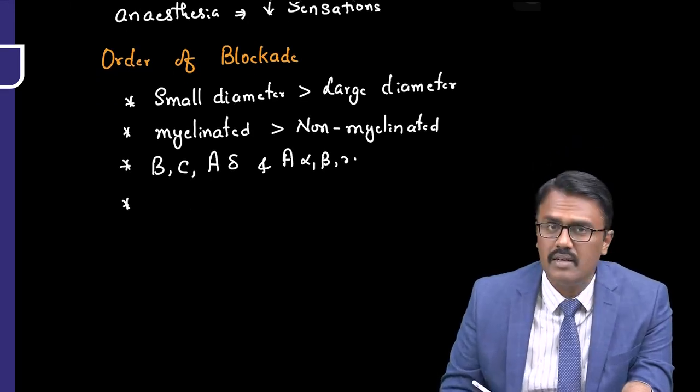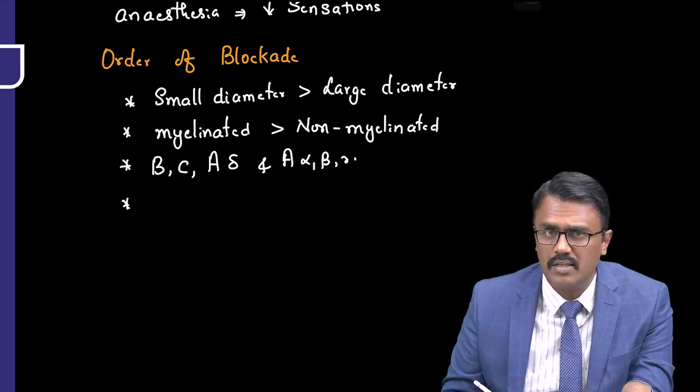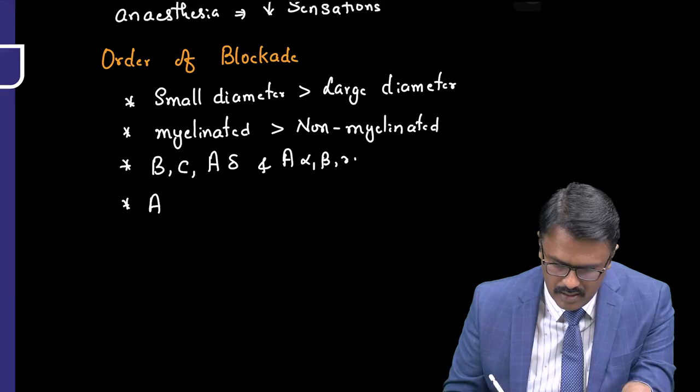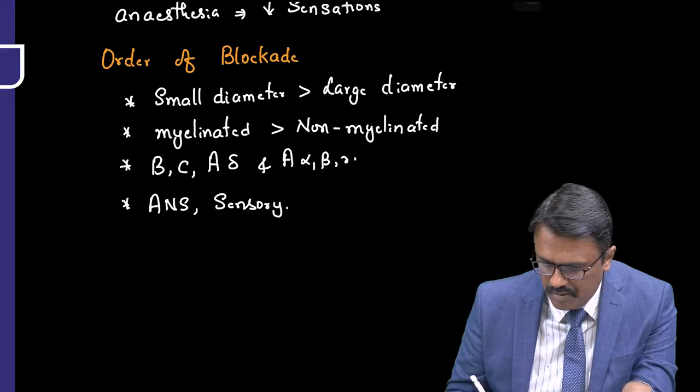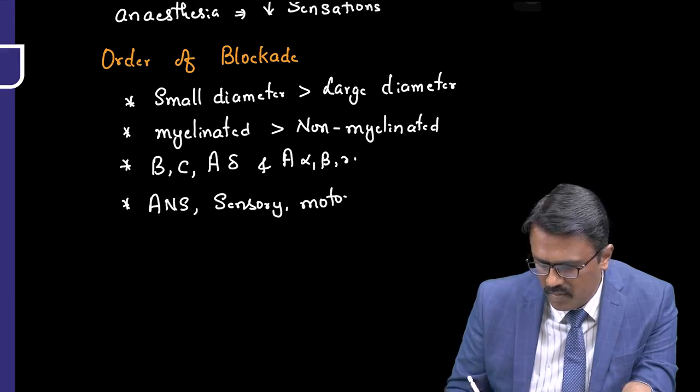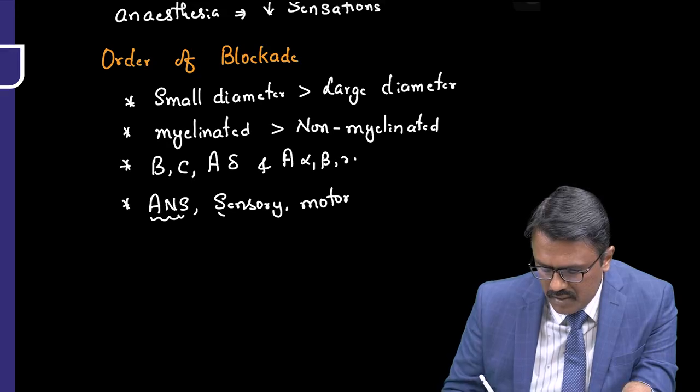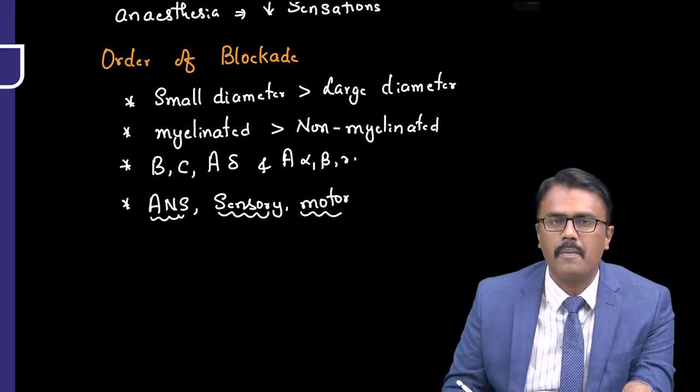Now in ANS, motor and sensory, who gets blocked first? It's the ANS, then the sensory, then the motor. So the first to get blocked is the autonomic nervous system, then sensory, and then the motor.